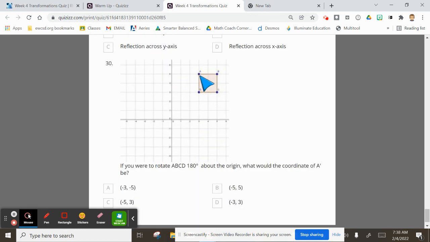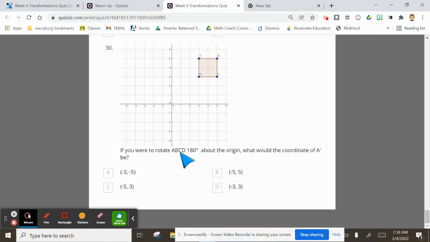It might have to zoom in a little bit. A, B, C, D. Okay. And it wants to know 180-degree rotation about the origin. Where would coordinate A be? This one's A. All right. This is the last question on your test. You can use your patty paper if you need to. Best of luck, guys.